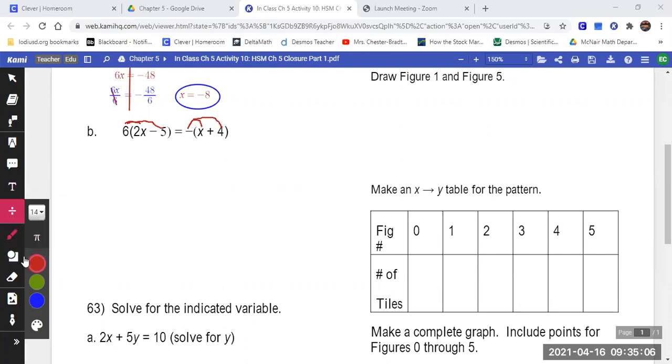That's right. I see a negative sign and there's no number, so it's -1. All right. So I have my 6 times my 2x. It's a positive 6 times the -5. And that's got to equal the -1 times the x and the -1 times the +4.